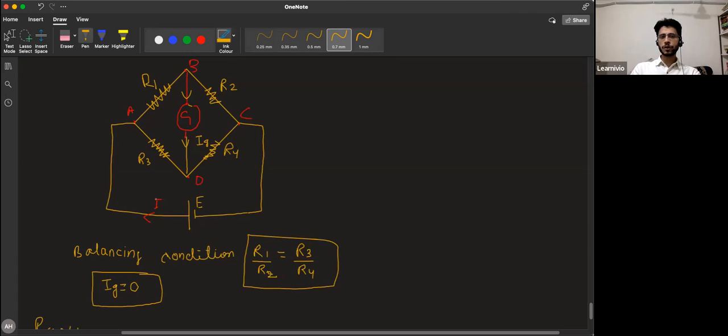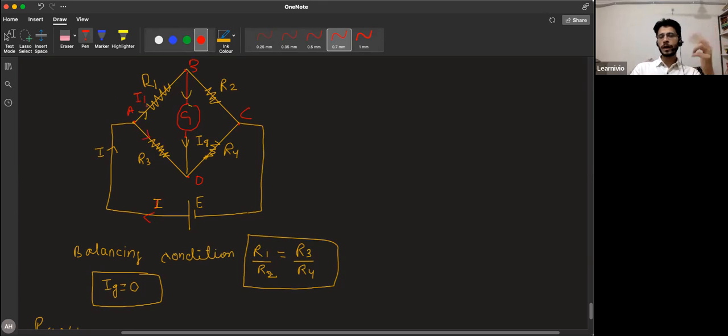So let's take division of current. Some current I comes out of the cell. When this current I reaches point A, it divides into two parts. Some current I1 is going through R1.